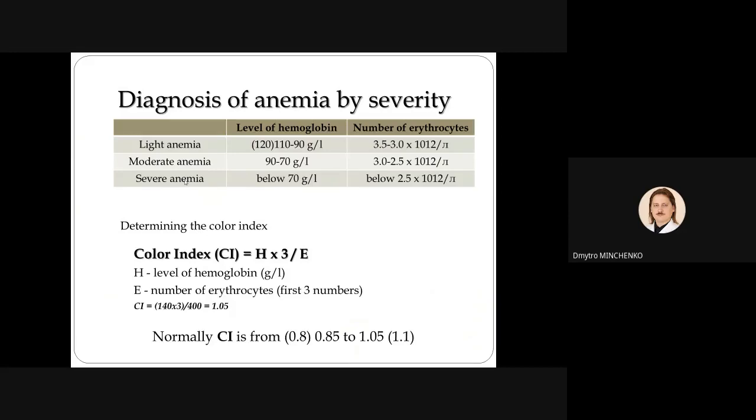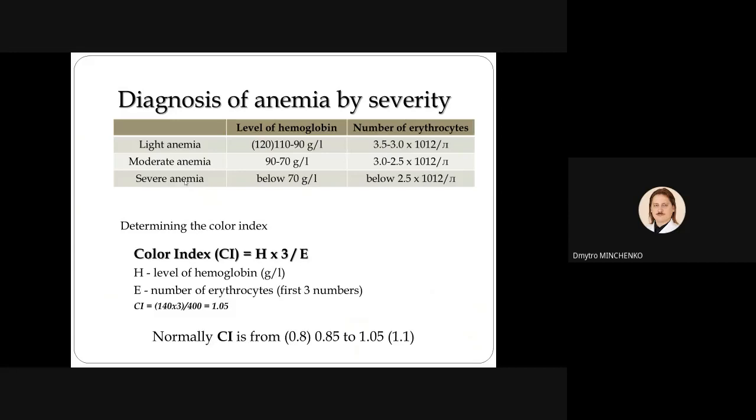Diagnosis of anemia by severity. Mild anemia, 120 to 90. But here it states 110. This is to specify for small children below the age of 6, because if you remember their normal is less than 120. They have the physiological anemia. Number of erythrocytes, 3.5 to 3. Again, this can be normal in very small children.